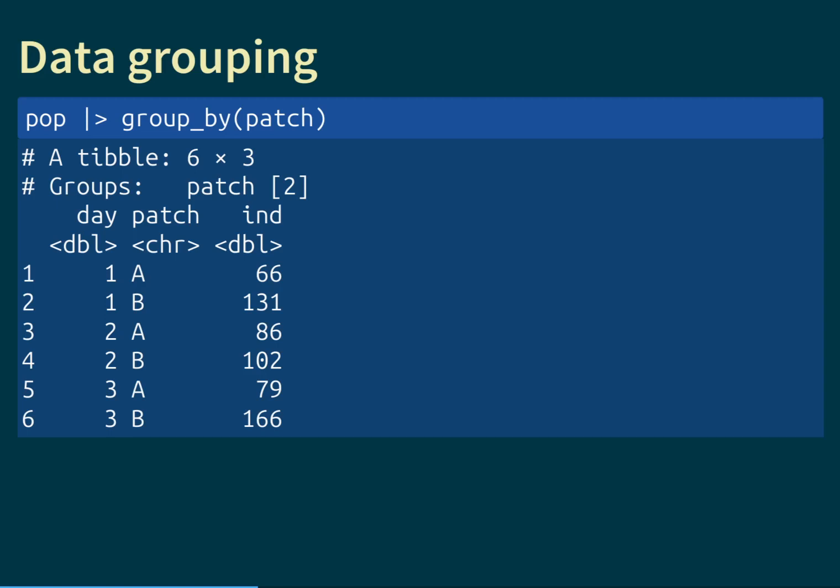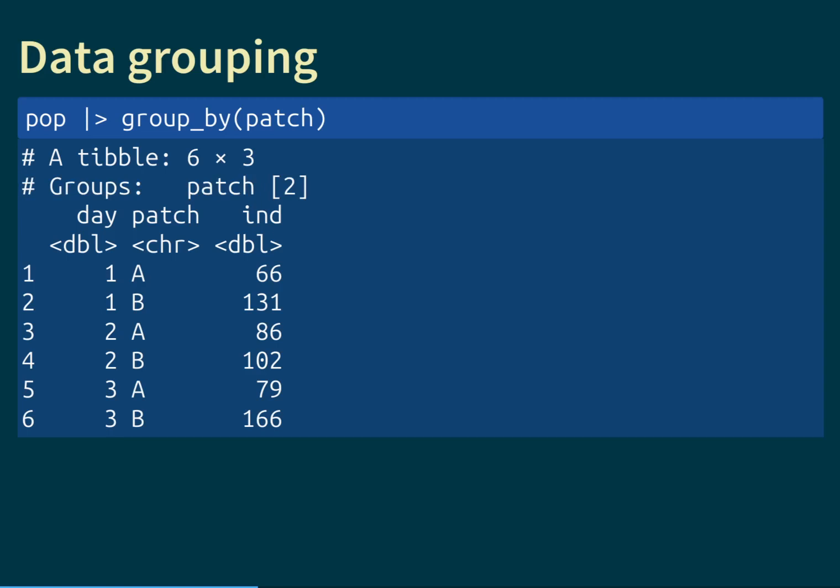At first glance, nothing really happened. All the data seem to be identical to what we had before. But if we look carefully, we see that there's an extra line with a comment in it, namely this line. It says groups and then patch and in brackets the number 2. So what this means is that the data are grouped by patch and that there are 2 groups of data.